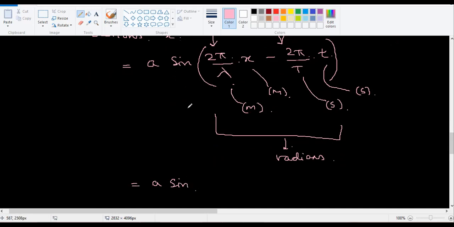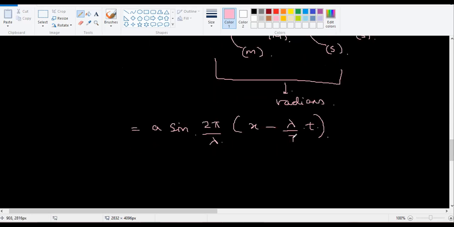If I want, I can take 2 pi by lambda commonly out. 2 pi is taken out commonly, lambda is taken out, which means that I need to multiply by lambda. What is lambda by T? Distance by time. What is that? Anybody? Can anyone tell me what is distance by time? Velocity. Very good.